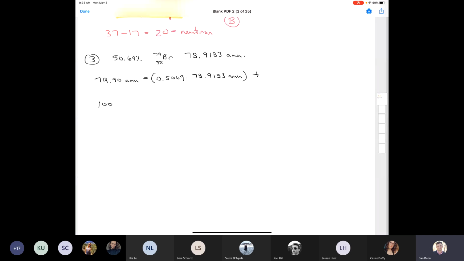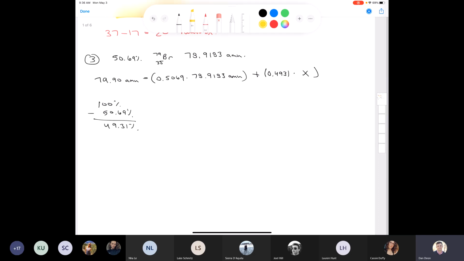Well, if I have a total of 100% and I subtract 50.69%, I'm going to be left over with the relative abundance of the other isotope, which is 49.31%. So now I can say that 0.4931 of a fraction out of 1 is going to be multiplied by the atomic mass of that second isotope. That's going to produce the atomic mass that I see on the periodic table.